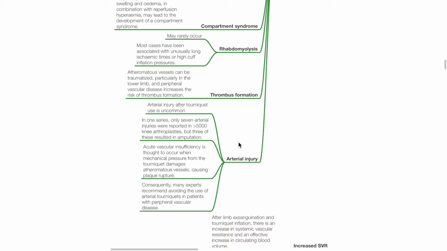In one series, only 7 arterial injuries were reported in more than 5,000 knee arthroplasties, but 3 of these resulted in amputation. Acute vascular insufficiency is thought to occur when mechanical pressure from the tourniquet damages atheromatous vessels, causing plaque rupture. Thus, many experts recommend avoiding the use of arterial tourniquets in patients with peripheral vascular disease.